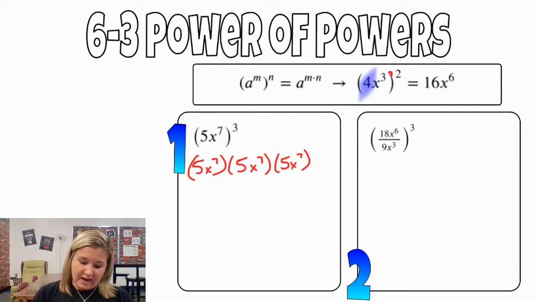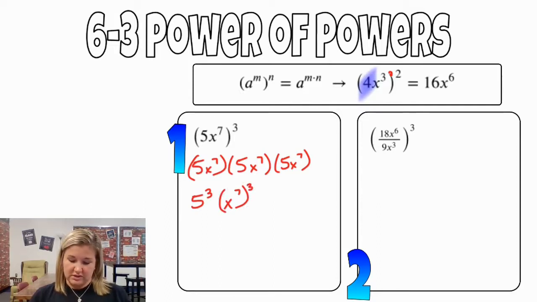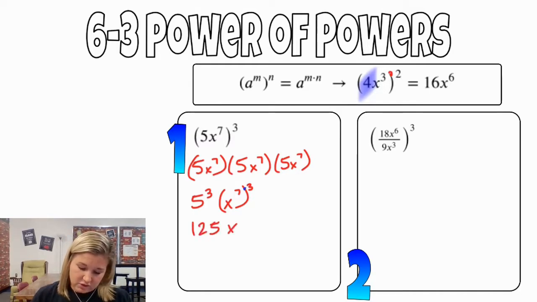I'm going to take this 5. This 3rd power is going to apply to the 5 because it's inside the parentheses. So 5 to the 3rd, and then x to the 7th to the 3rd power. You see what I did there. And remember, my exponent rule says I'm going to multiply those two. I'm going to do 5 to the 3rd power, which is 125, and then x to the 21.